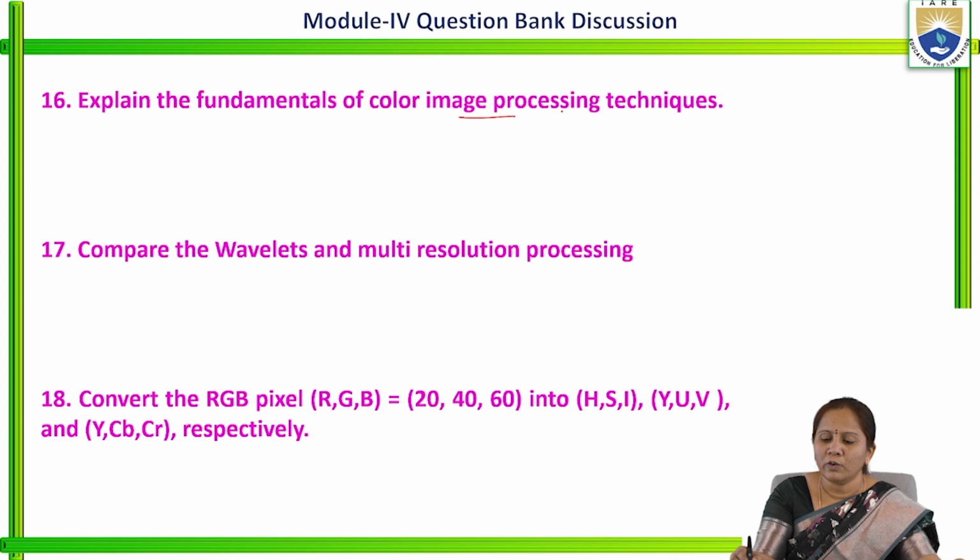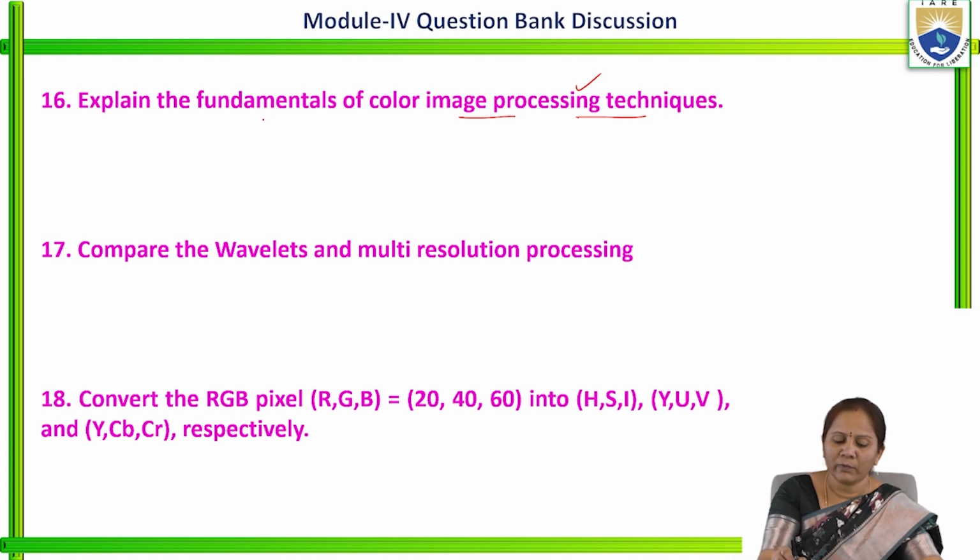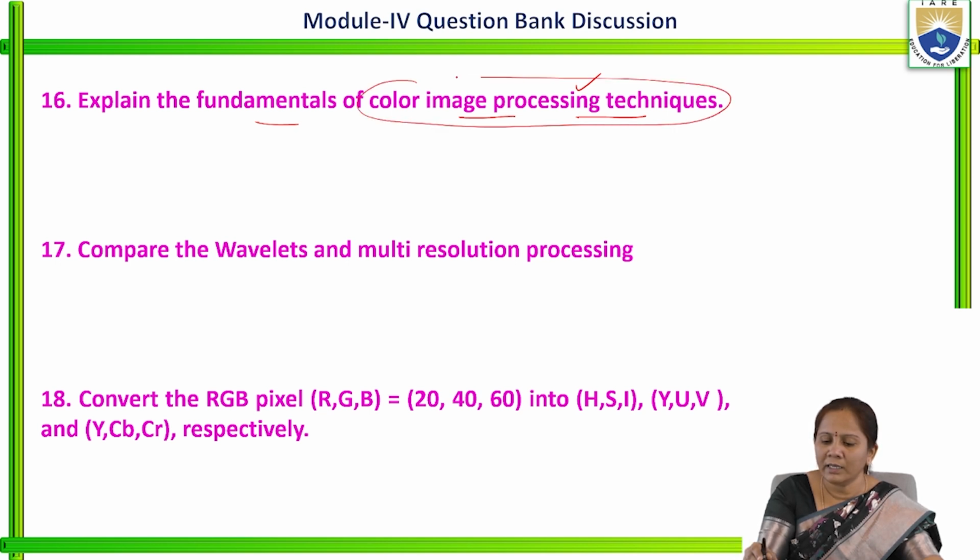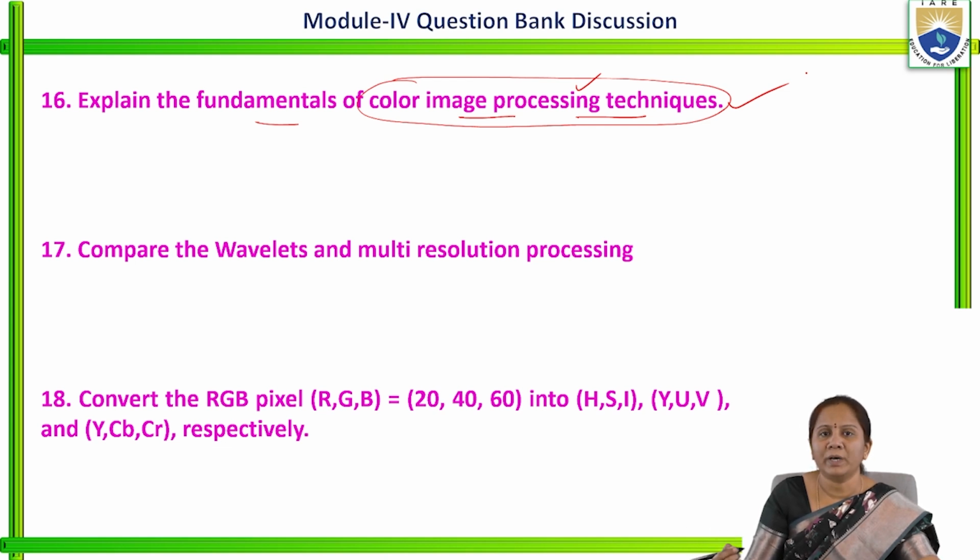And explain the fundamentals of color image processing techniques. Fundamentals of color image processing means generally how the grayscale image looks like, how the color image looks like, what are the primary colors, what are secondary colors. All those fundamentals should be discussed here, especially as it is about color image processing technique. We know two types: one is full color image processing, another one is pseudo color image processing. If we want to discuss that, we can explain with respect to per color image processing and vector based processing.